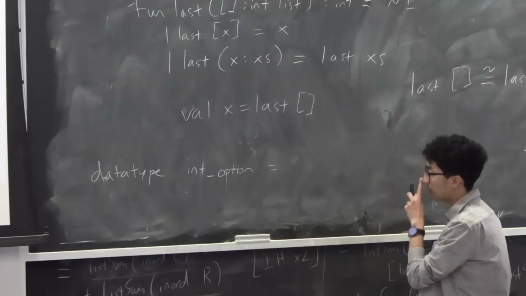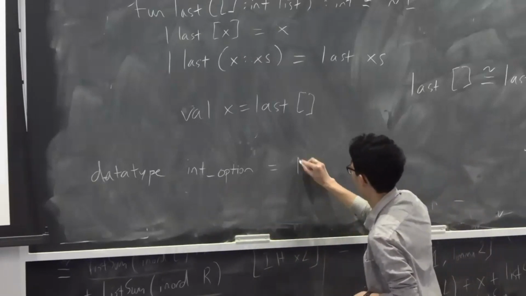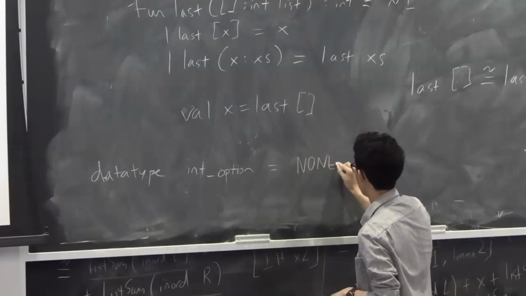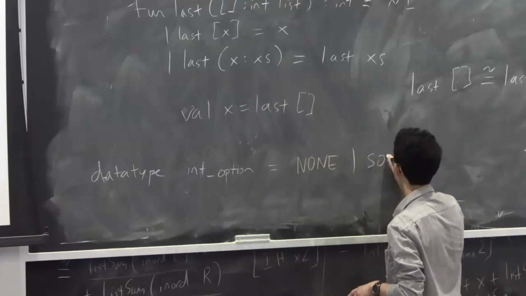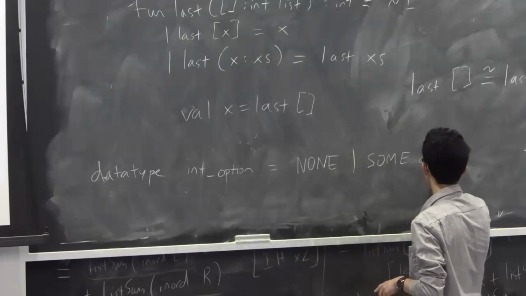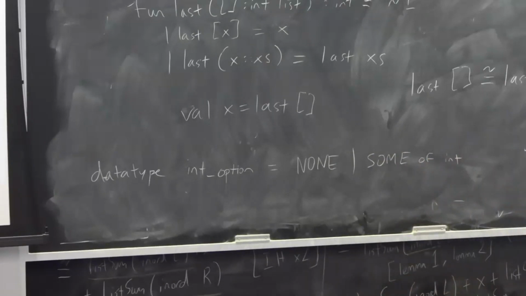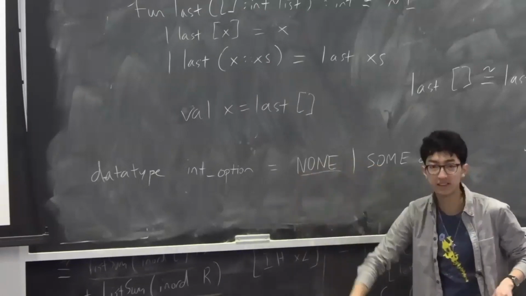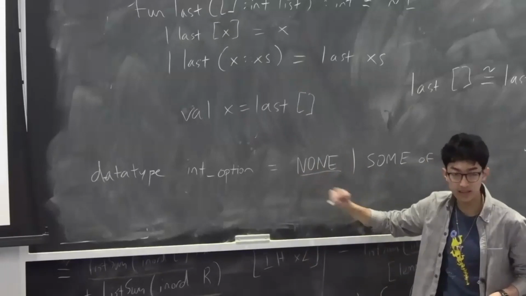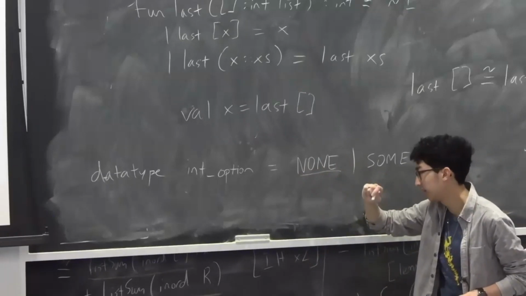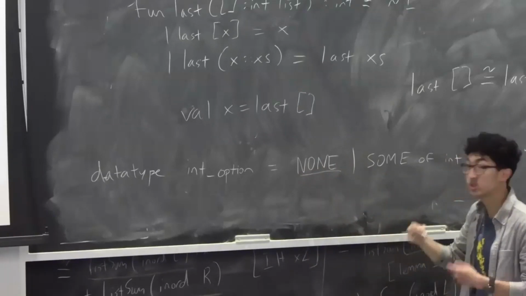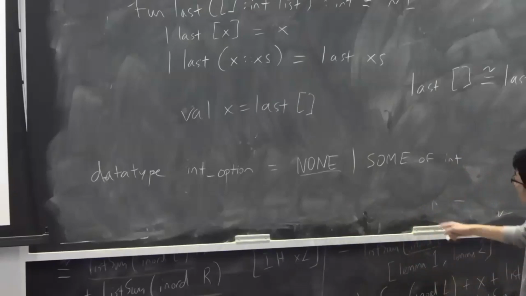All right, so an int option has two constructors. It's either none or it's some of int. Okay, an int option is one of two things. It is either no data. None has no interesting data in it whatsoever. It's just none. It's nullary. It's a nonsense output, but it's a value at the very least. Or it's some of an int. So either we have an int or we don't is the idea of an int option.